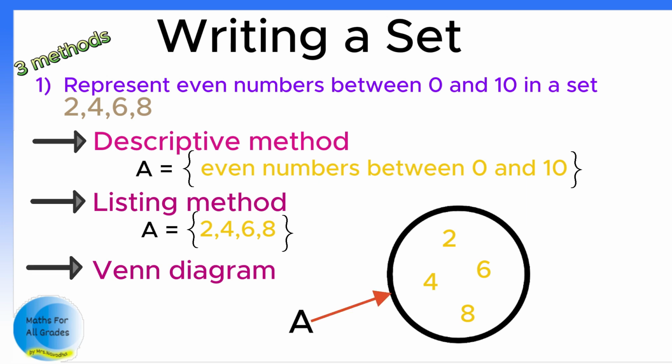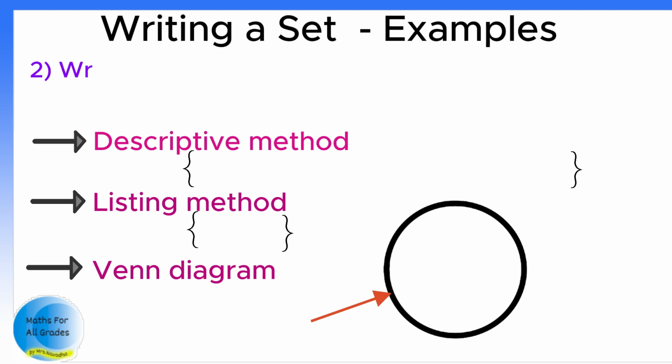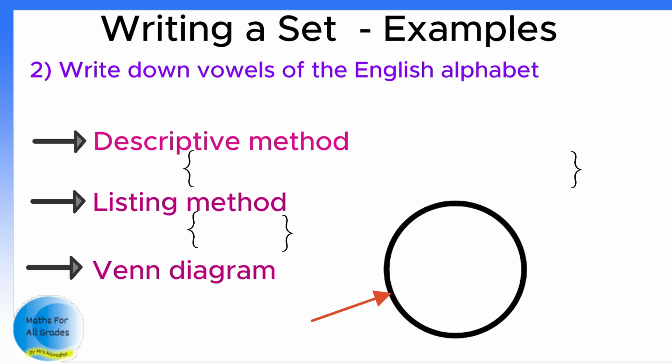Now that you know these three methods, let's discuss some examples. Okay, now remember, you don't have to write in all three methods if you haven't been asked to. Writing in just one method is enough. But here I'll write my answers in all three methods just to familiarize you with these three methods. Let's read this example. Write down vowels of the English alphabet in a set. What is the answer for that? We know the vowels are A, E, I, O, U.